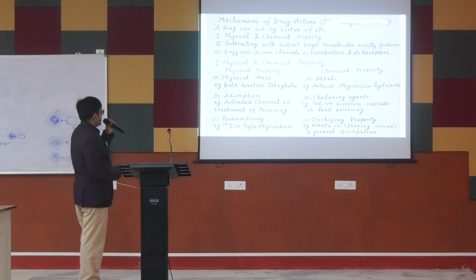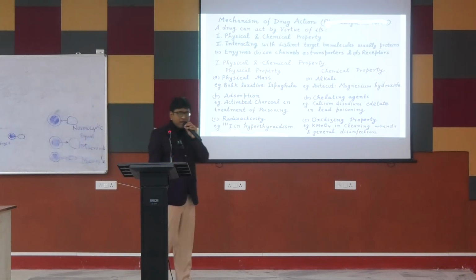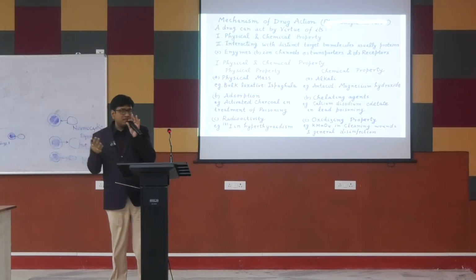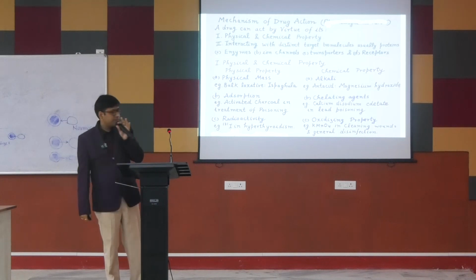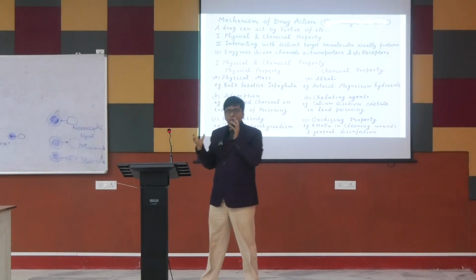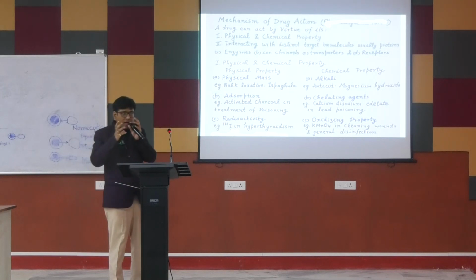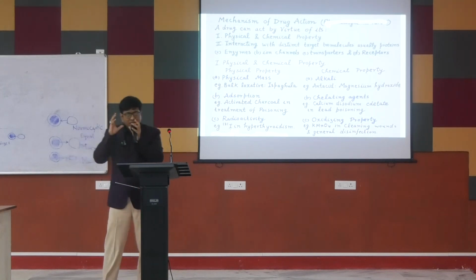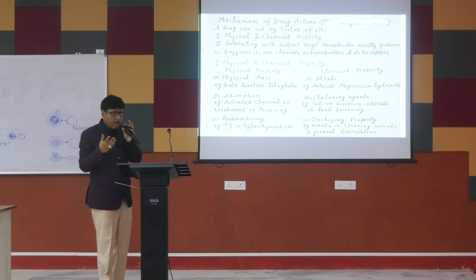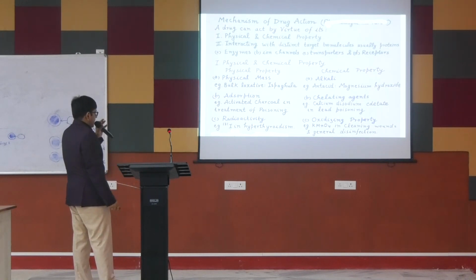By virtue of its physical and chemical property, how can a drug act? Example, isabgol. Many of you might have taken or have seen people taking isabgol. It is a laxative that softens stool and relieves constipation. When you take isabgol, it absorbs water. It swells up in the GI tract and increases peristalsis. So here, by virtue of its physical property of absorbing water and swelling up, isabgol is acting. This is an example of how a drug can act by virtue of its physical property.